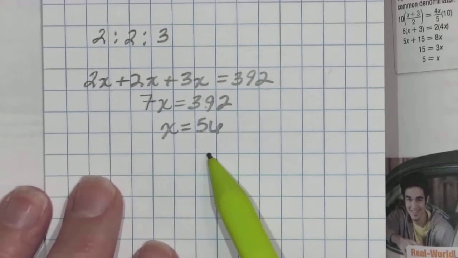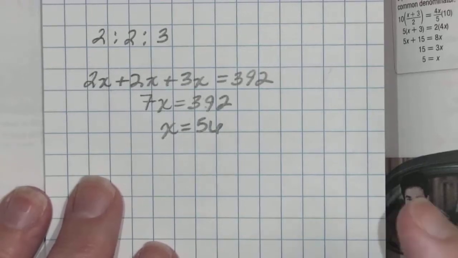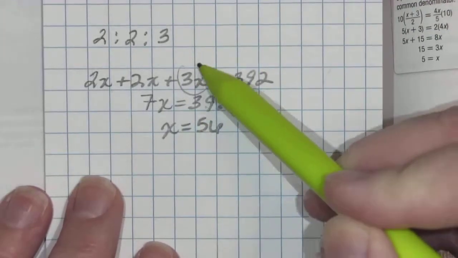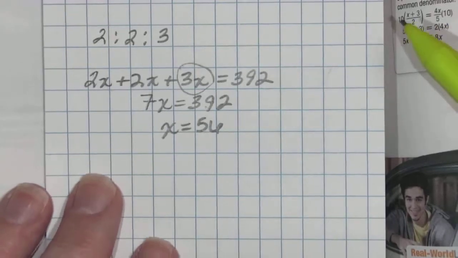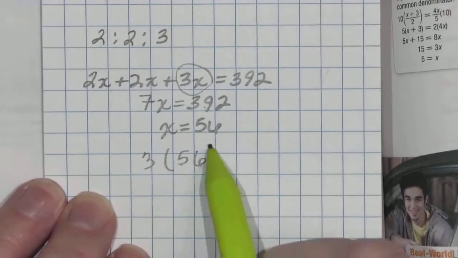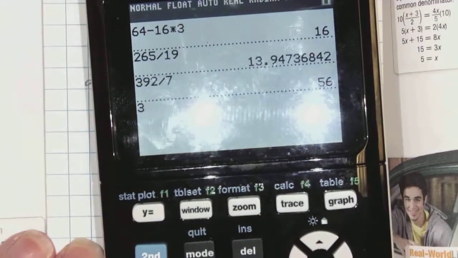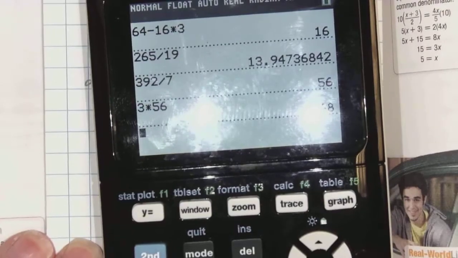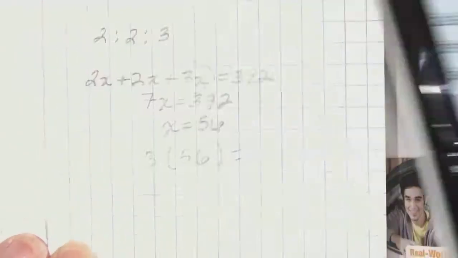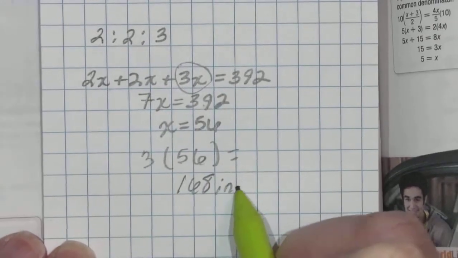But x is not what they're asking for, right? They're asking for the largest side. Well, 3x would be the largest side, right? So we would take 3 times 56, and that should equal 168. Okay, so that should equal 168. And don't forget to label inches.